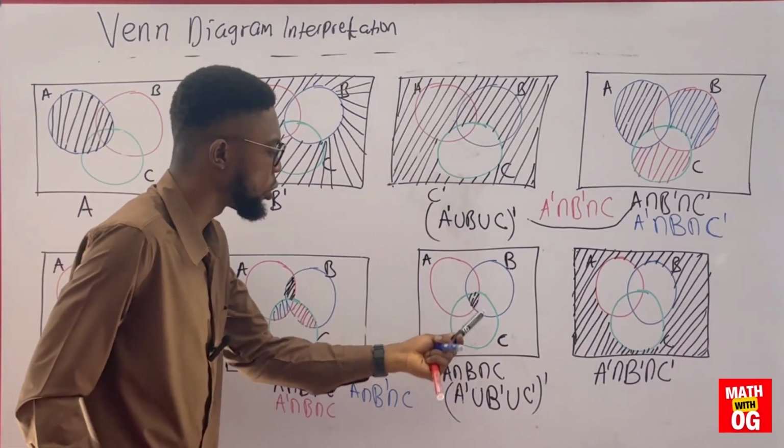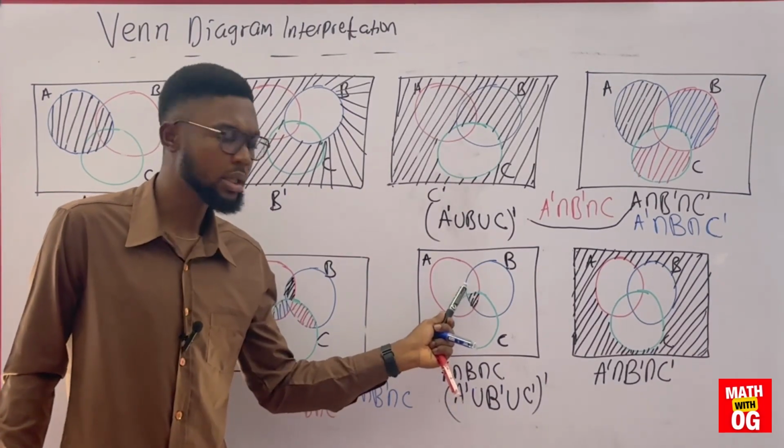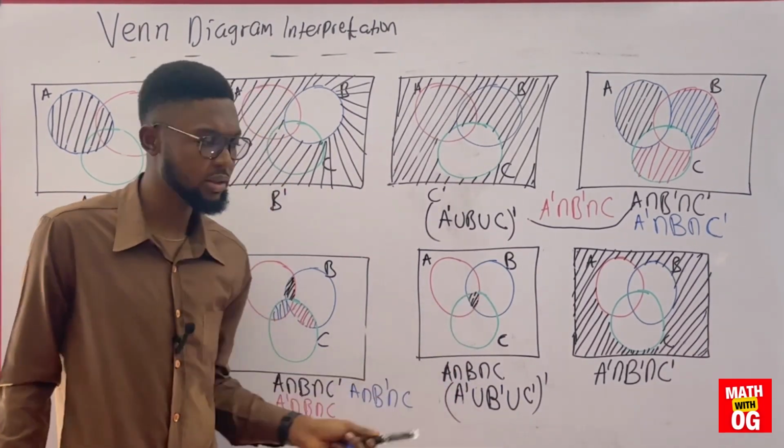So this guy here will be the complement of whatever you have here. So this is simply A intersection B intersection C. That's what is common to A, B, and C.